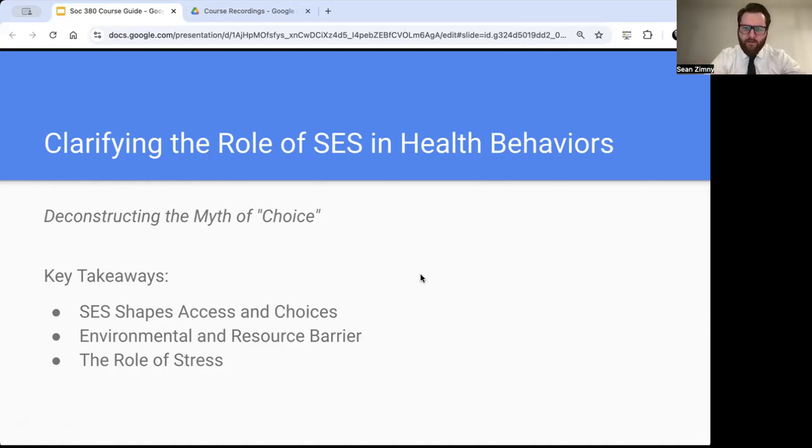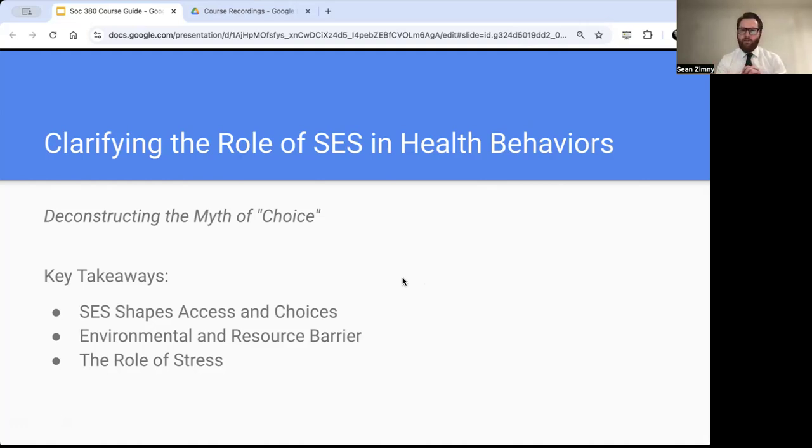So a couple of key takeaways, three key takeaways here. One, that socioeconomic status shapes access and choices. Again, dispelling and deconstructing that myth of choice. Lower socioeconomic status individuals oftentimes face structural barriers that restrict their ability to engage in healthy behaviors. And health behaviors are not entirely individual choices, but are influenced by income, by education, and by environment.